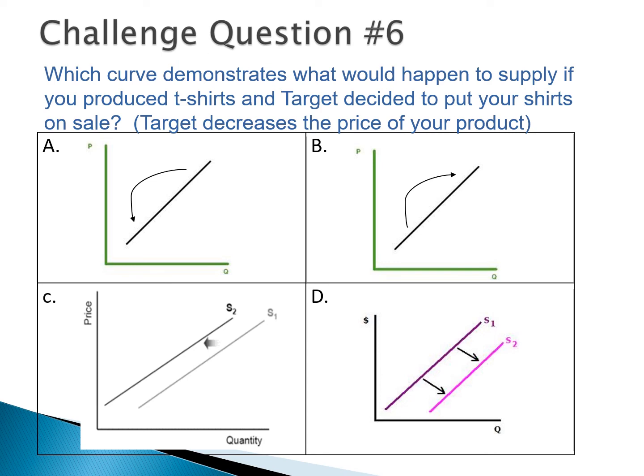Next question. Which curve demonstrates what would happen to supply if you produce t-shirts and Target decided to put your shirts on sale? So in other words, Target decreases the price. Well, we're dealing with a price change, so it's got to be choice A or B this time. Well, what's happening to the price? It's on sale, the price is going down. That would be graph A.